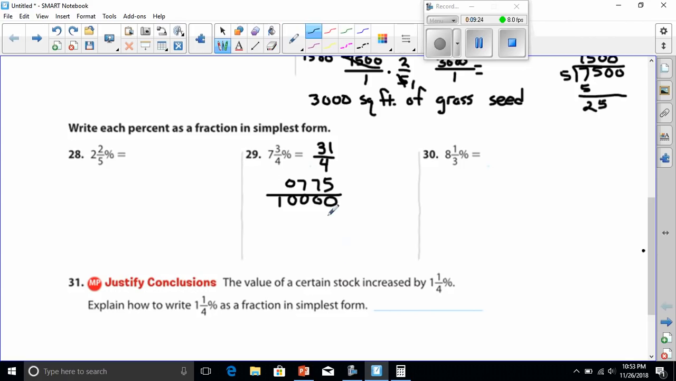And now you have to ask yourself, what goes into both of these numbers when I simplify it? Well, this looks like $7.75. I know quarters go into dollars and into 75 cents, so I can divide this top number by 25. And I know, since these end in zeros, that I can divide this bottom one by 25. If I do that, I'm going to find that 775 divided by 25 is 31, and 10,000 divided by 25 is going to leave me with 400. So my answer is going to be 31 over 400. Okay? Let's go ahead and move on.